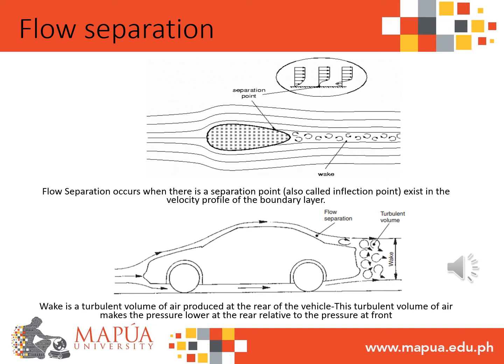As you can see in the figure, flow separation occurs when there is a separation point, and it is also called the inflection point. It exists in the velocity profile of the boundary layer. When flow separation occurs in a car, a turbulent volume of air is produced at the rear end. This is called afterflow wake, or simply wake. Wake is responsible for producing a low pressure region at the rear end of the car, and thus it is also responsible for creating a drag, or pressure drag.